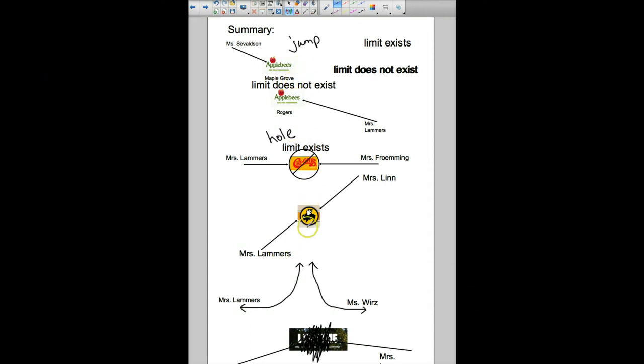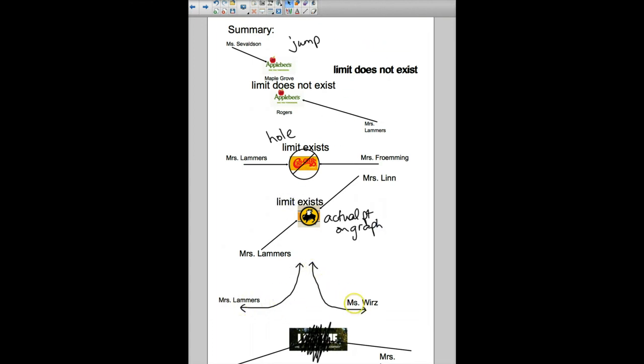Okay, let's say I told Ms. Lynn, let's meet at Buffalo Wild Wings in Champlin. It's there, we both go to it, and it's a point on the graph. We get there. Does that limit exist or not? This is an actual point on the graph. Does that limit exist? Yes, it does.